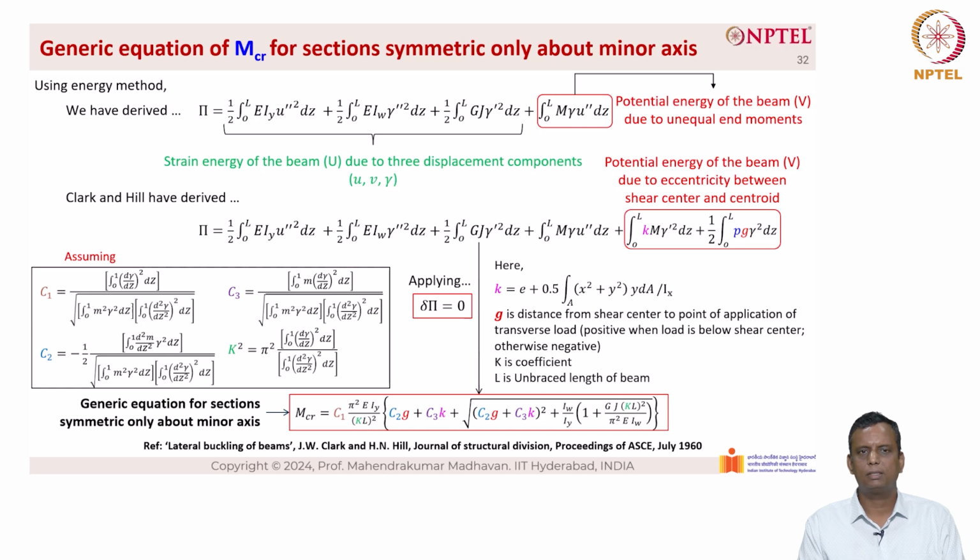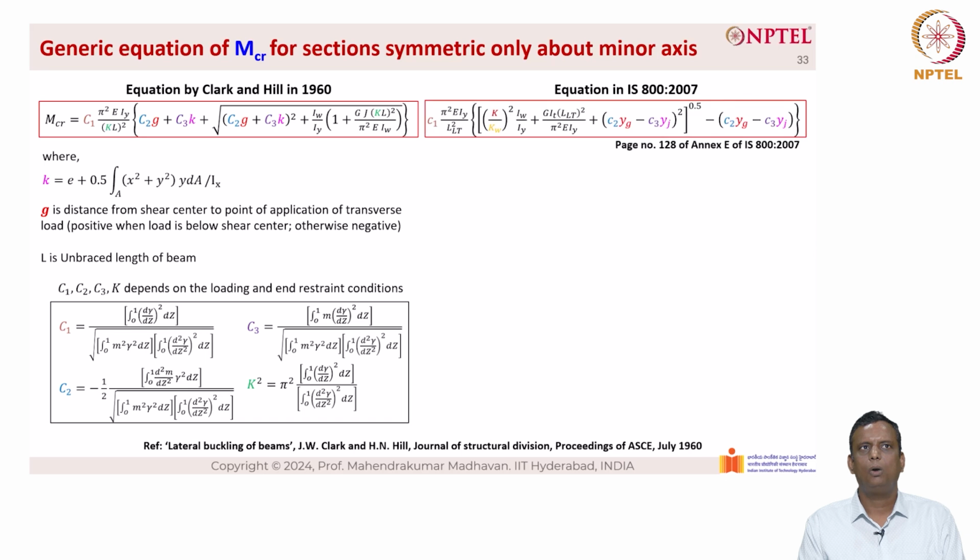And this is based on the work carried out by Clark and Hill and was published in the Journal of the Structural Division, Proceedings of ASCE, July of 1960. The title of the paper is Lateral Buckling of Beams. Now, this is not exactly what is given in IS 800. The IS 800 has a slightly different form, which is given here, which is M critical equal to C1 into pi square EIY divided by L sub LT the whole square into K by K sub W the whole square into IW by IY plus GIT into L sub LT the whole square divided by pi square EIY plus C2 y sub G minus C3 y sub J the whole square power 0.5 minus C2 y sub G minus C3 y sub J bracket close.